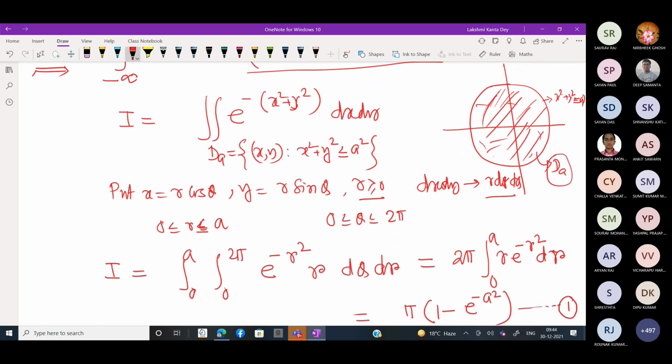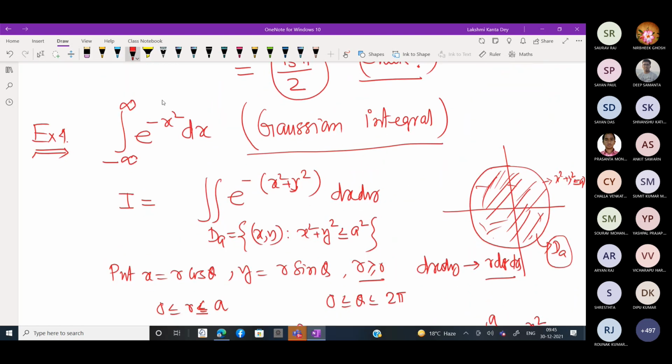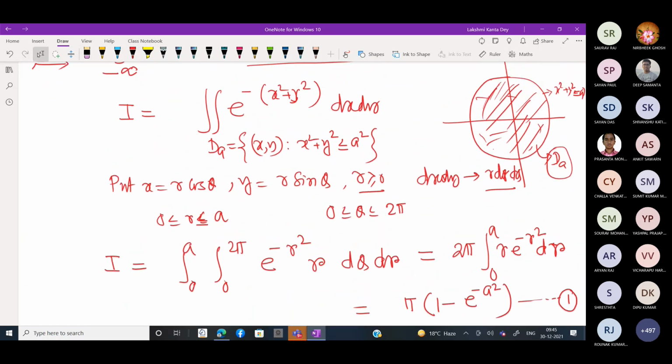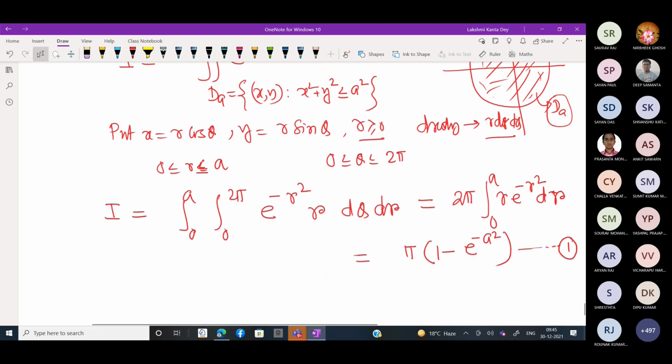My target is to find the integral where the region of integration is the whole real line, minus infinity to infinity, of e to the power minus x square. But here the domain of definition we are considering is a circular disk, and the disk depends on the value of a. If a is very large, then it will cover the whole plane, that means minus infinity to infinity in x cross minus infinity to infinity in y.